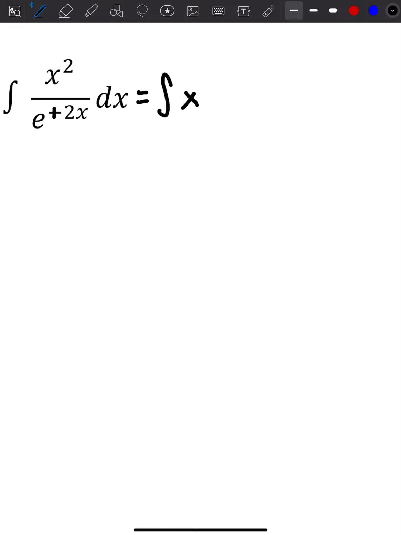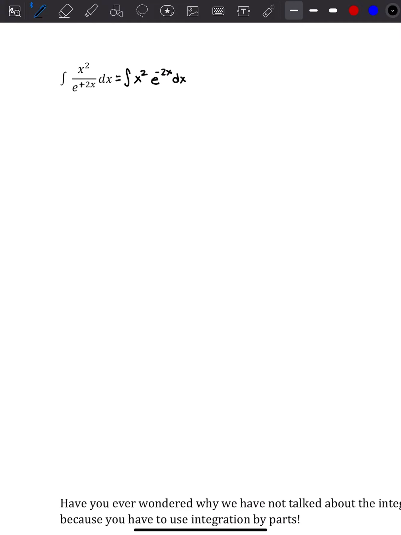So we are going to change that e to the 2x and make it not in the denominator anymore. In order to do that, we are going to change that exponent from a positive 2x to a negative 2x. This means that we have x squared times e to the negative 2x power. We now have multiplication, so we can for sure use integration by parts here. So we now need to pick a u and a dv.